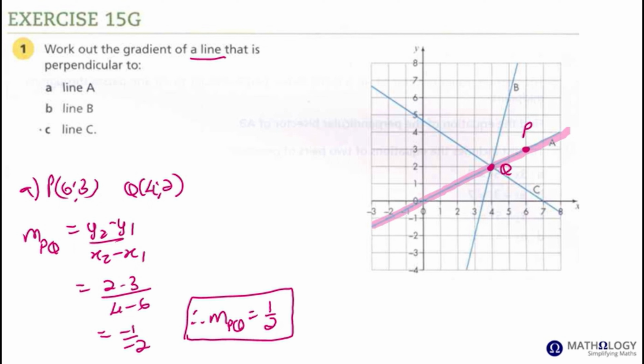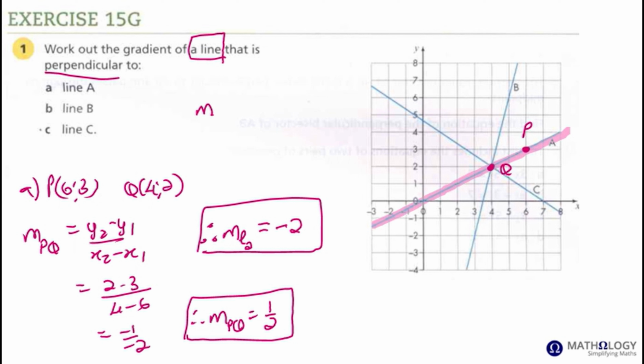Gradient must be written as a fraction. Now we want the gradient of any line that's perpendicular to PQ. So the gradient, let's call it gradient of line 2. We don't care what we call it. The gradient of the perpendicular line will be the negative reciprocal of a half. Because the gradient of PQ is positive, the perpendicular gradient is negative, and the reciprocal of a half is 2 over 1, which is just 2.